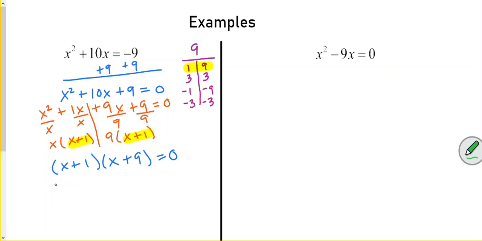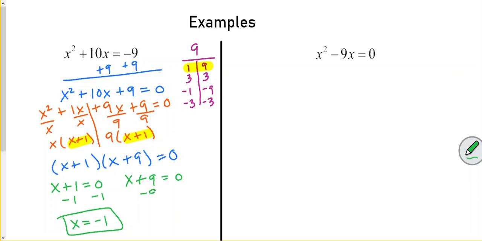Now in order to solve, I set each factor equal to 0. Now after that, I solve each equation. So in this one, I'm going to subtract 1, and I get x to equal -1. And over here, I'm going to subtract 9, and I get x to equal -9.